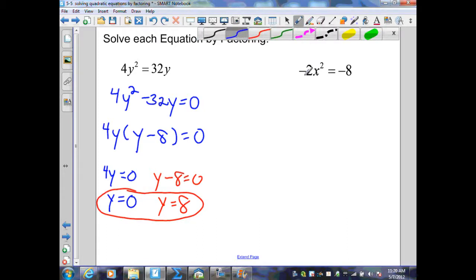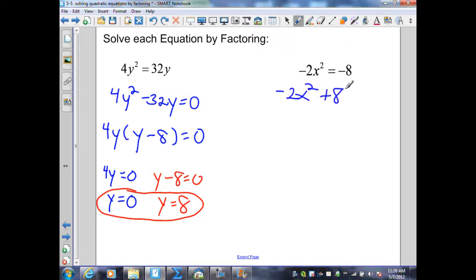On my next example, I want to put in standard form. That's a negative 2x squared plus 8. I factor my GCF. That's a negative 2. That leaves me x squared minus 4 equals 0. I can test that by the distributive property. Negative 2 times x squared is a negative 2x squared. Negative 2 times a negative 4 is a positive 8.